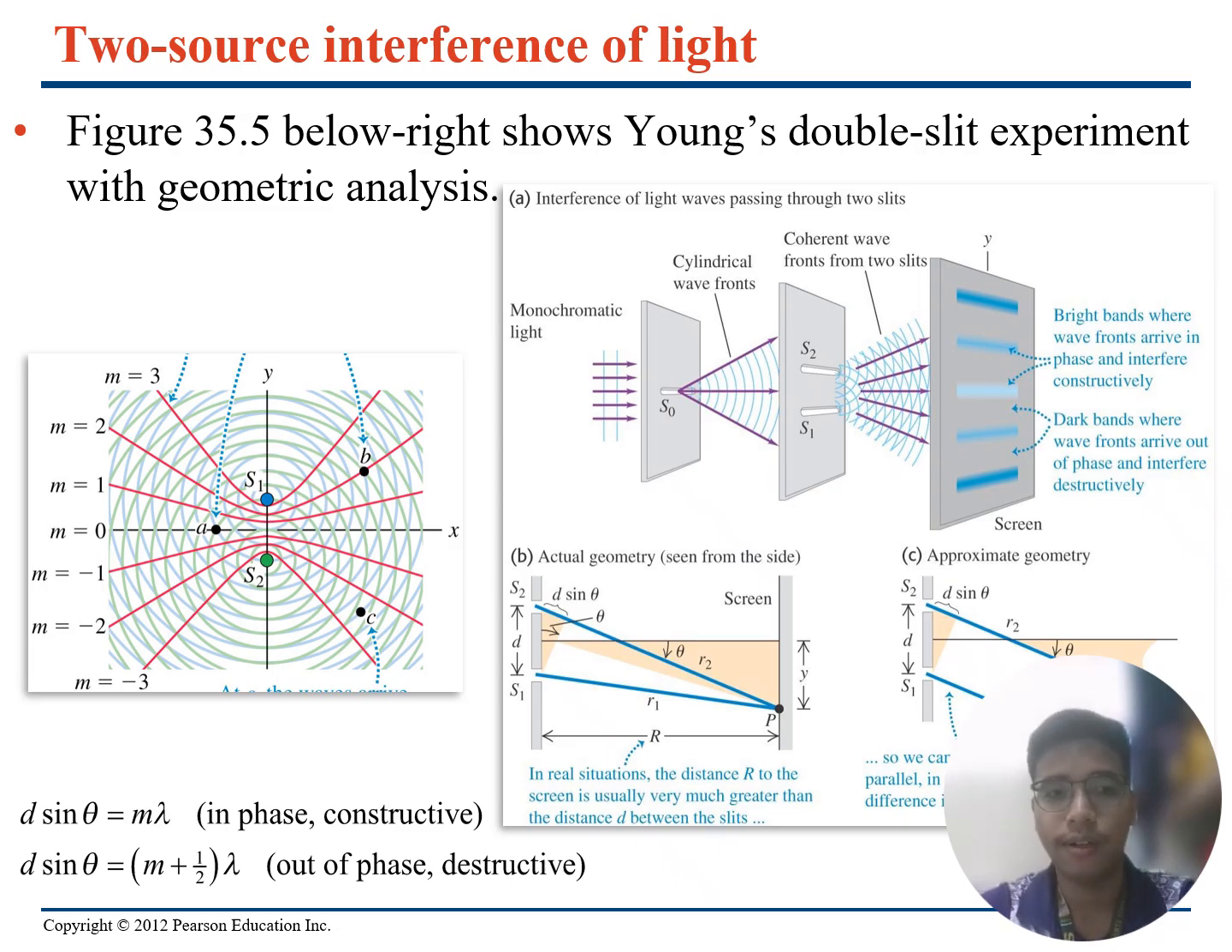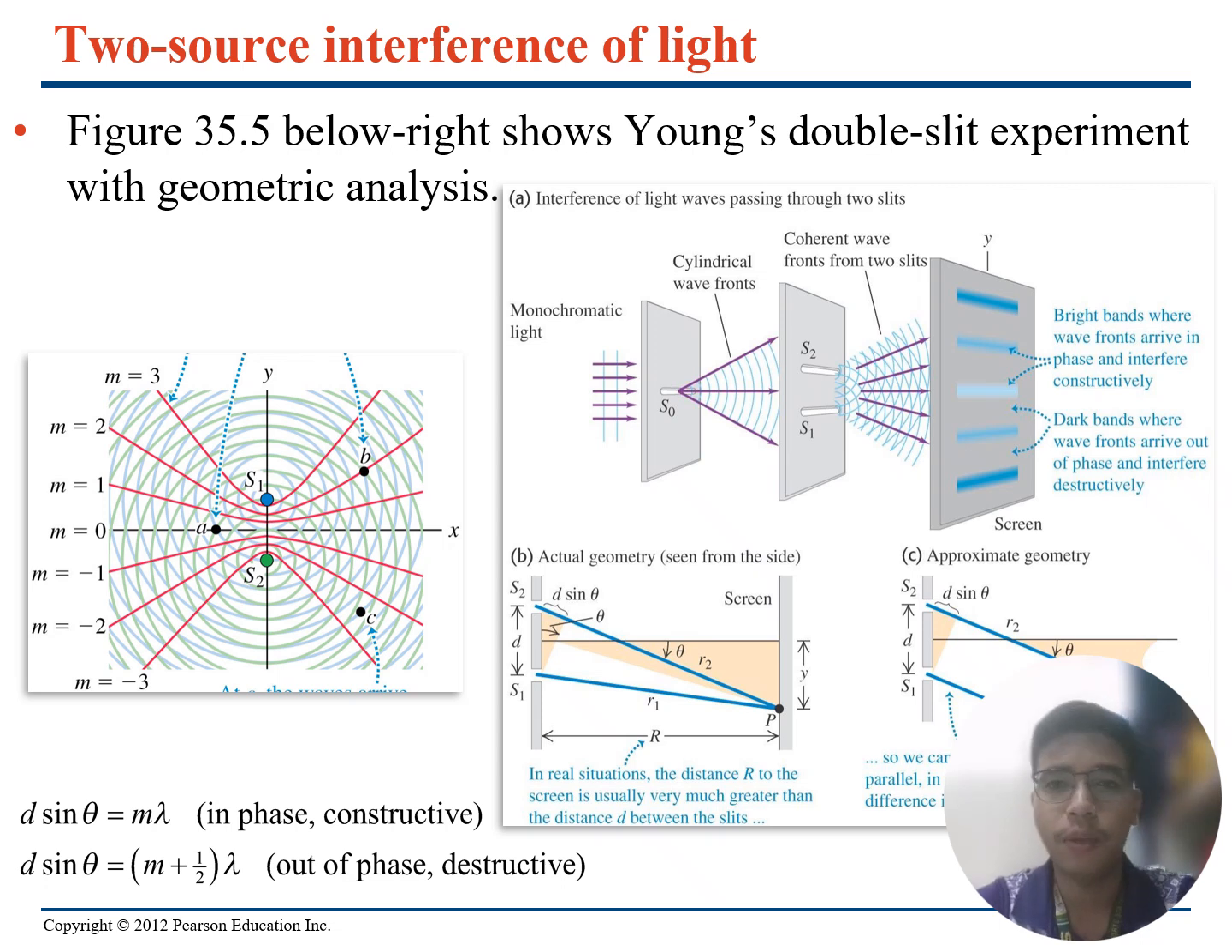So one of the most famous experiments in physics is Young's double slit experiment, which provided convincing evidence that light behaves as a wave. In this experiment, light passes through two narrow slits separated by a small distance. Each slit acts as a new source of coherent light waves. As these waves spread outward and overlap, they interfere with one another.